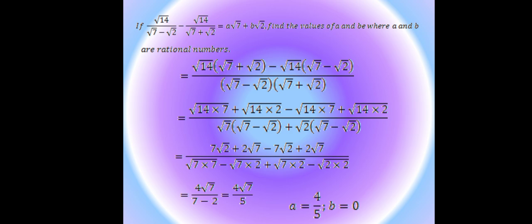If the square root of 14 all over the square root of 7 minus the square root of 2, minus the square root of 14 all over the square root of 7 plus the square root of 2, is equal to a into the square root of 7 plus b into the square root of 2, find the values of a and b, where a and b are rational numbers. Now if we compute, the value of a is 4 over 5 and b's value is 0.